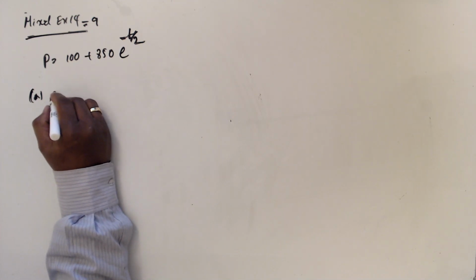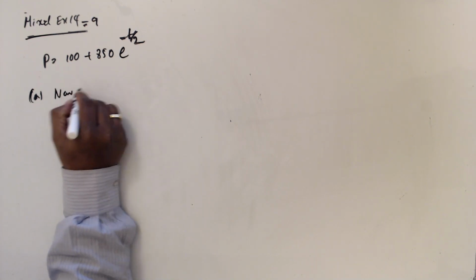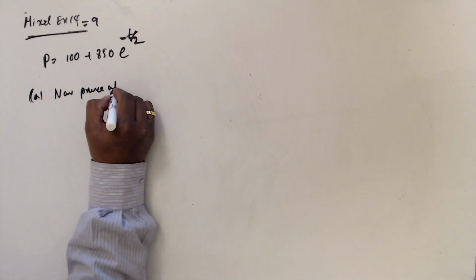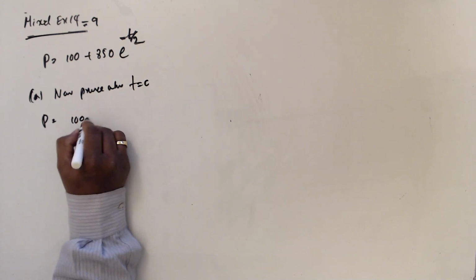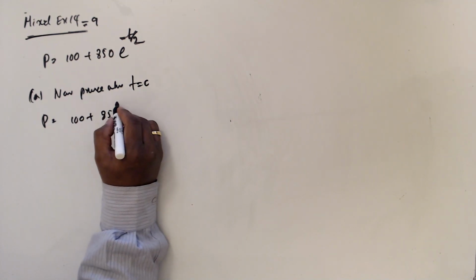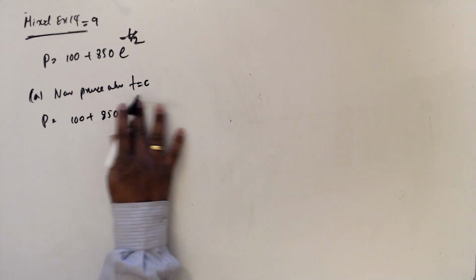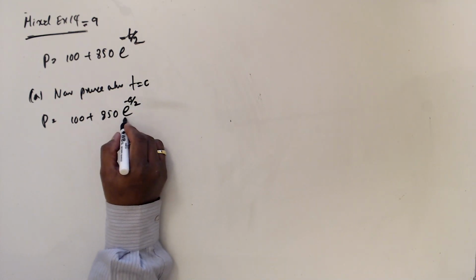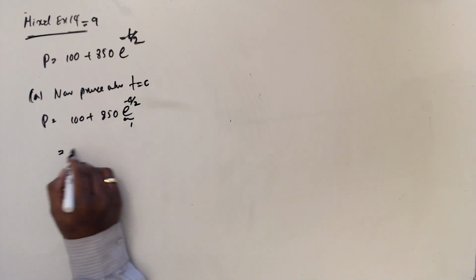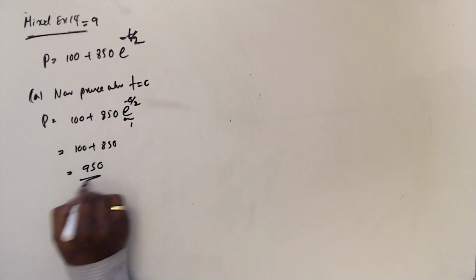It means the new price when t equals 0. So P equals 100 plus 850 e to the power minus 0 over 2. This is going to be 1, since e to the power 0 is 1. So 100 plus 850, this is going to be 950.